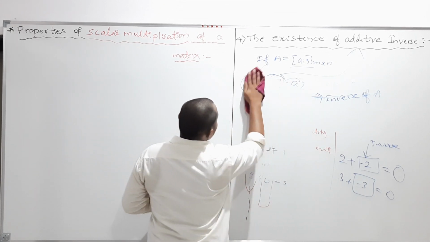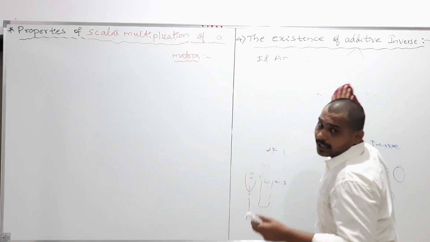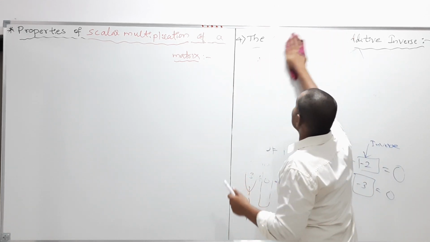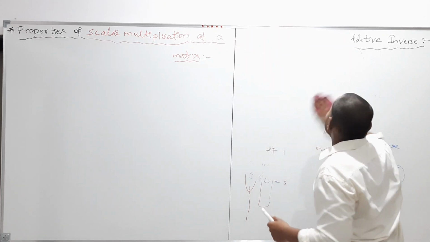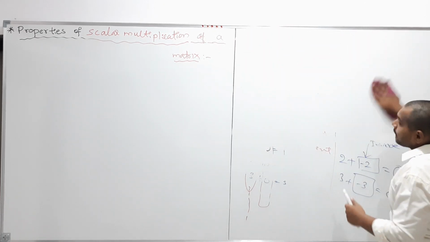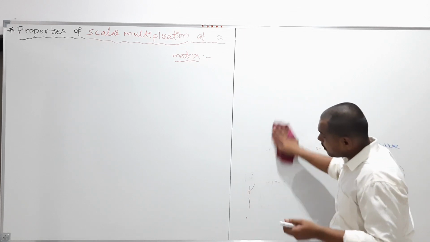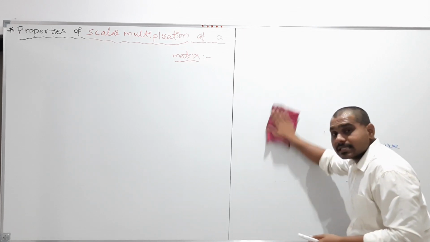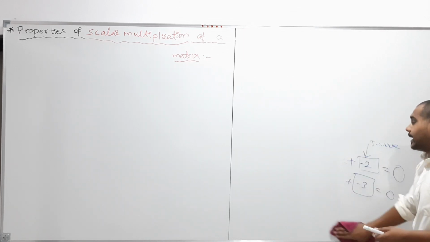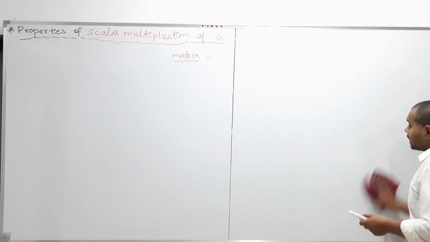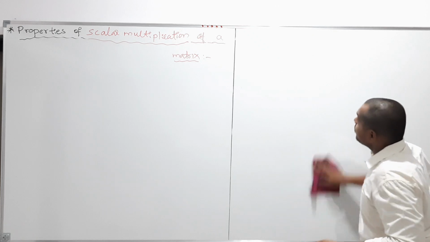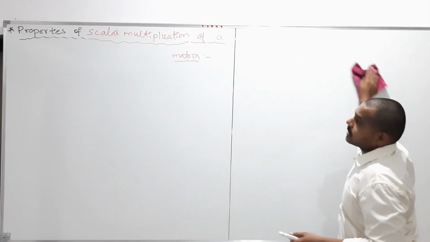So we discussed first only how to multiply the scalar to any given matrix. If I wanted to multiply any matrix with a scalar, I should multiply each element of the matrix with the scalar. Scalar is nothing but you can consider it as any constant value.